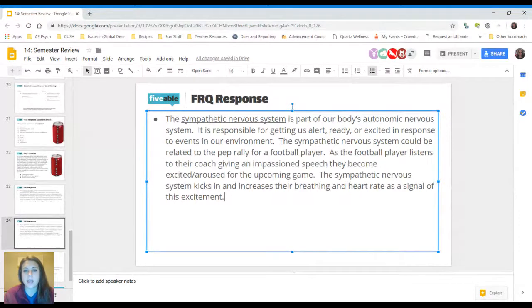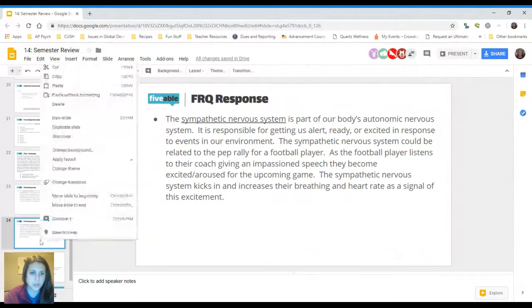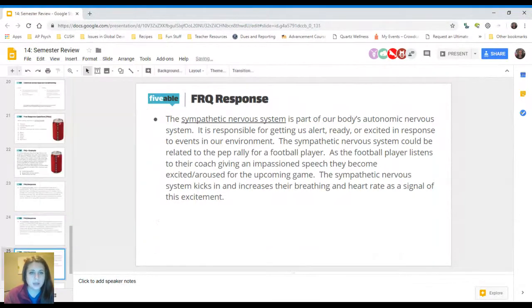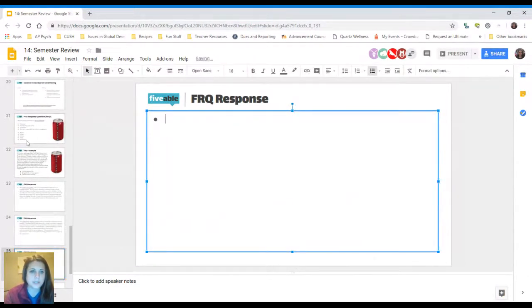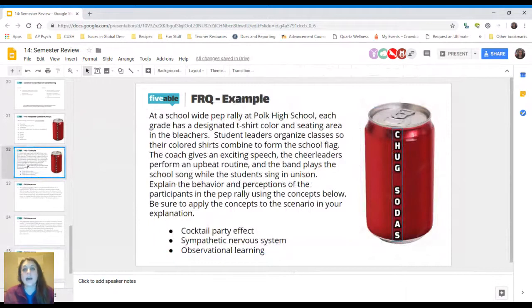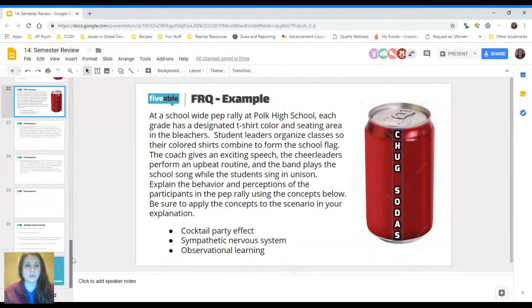So that would be fine, and that would score. So we'll make one more slide and do the third term. If we go back one last time and look, our last term is observational learning. We have to figure out how we're going to relate observational learning to this pep rally and what's happening. So go back to my slide here.